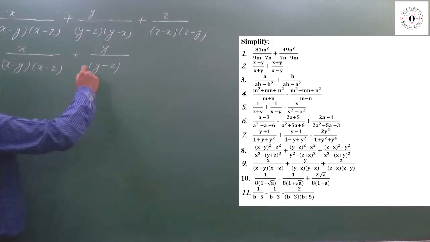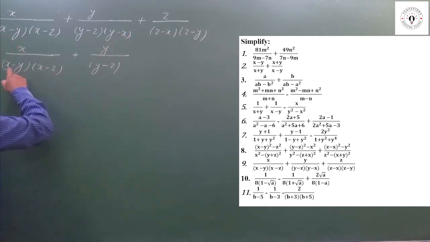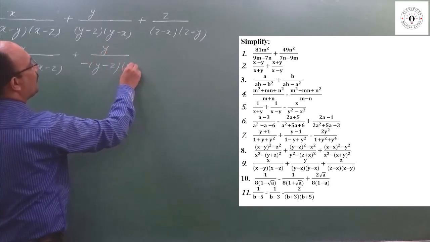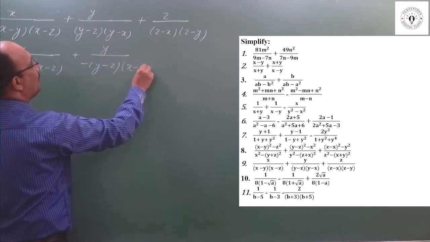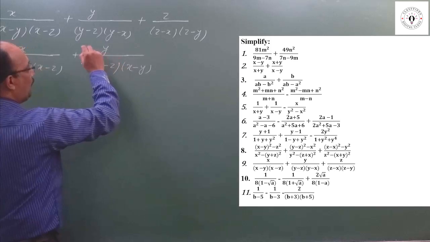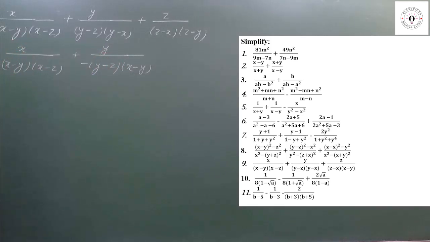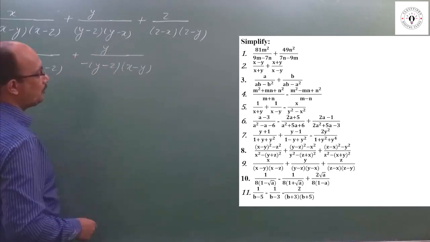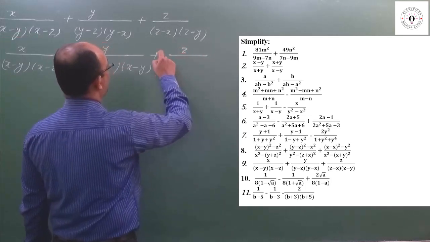So how can you make Y minus X as X minus Y? By taking minus common. So when you take minus common, minus x becomes plus x and plus y becomes minus y. And whether you take minus common from first factor or from second factor, write that minus in the front. Plus z upon z minus x.